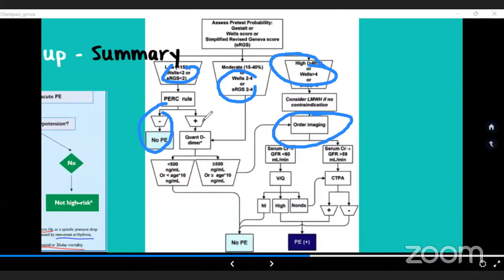If the PERC rule is positive, that means the patient cannot be ruled out clinically from pulmonary embolism, even though the patient falls into the low risk category, so you need to go for a D-dimer test. If the D-dimer test is positive, you need to think that this patient has possible pulmonary embolism and go for imaging to diagnose it. And if it is negative, again, you can rule out PE. That is the workup of pulmonary embolism.